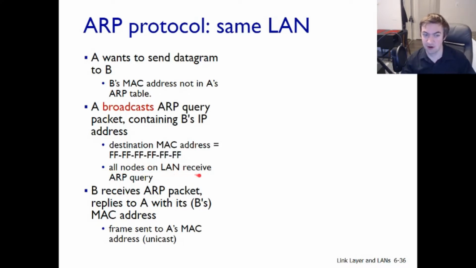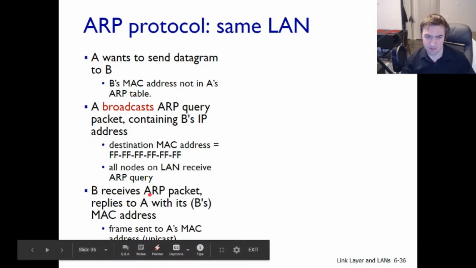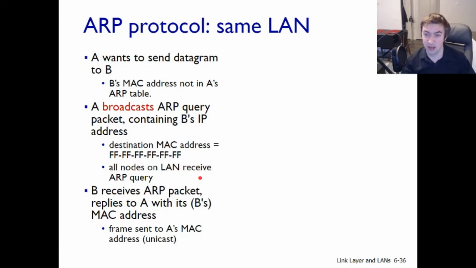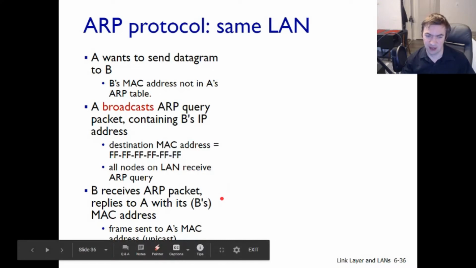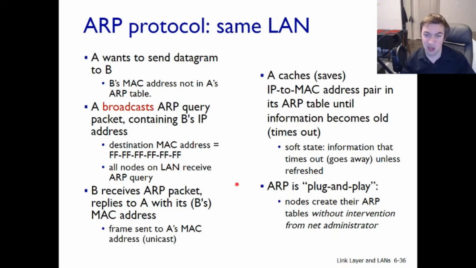All the nodes on the local area network are going to receive this query, including B. And when B gets the packet that's asking for its MAC address, it replies directly to A with its MAC address. And so that way, using unicast, it's going to have a frame directly sent to A, and now A is going to know the information that it needs. A is going to save this address pair in its ARP table until the information becomes old, so it times out. Maybe that's after 20 minutes. Maybe a refresh happens if you are using soft state. And ARP is plug and play, which means that each node is going to create its own ARP table without having some administrator determine what the table is going to look like.